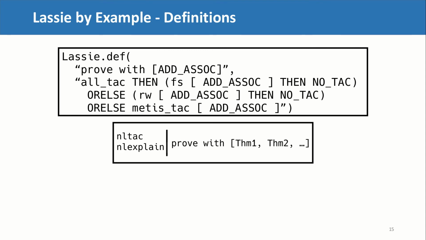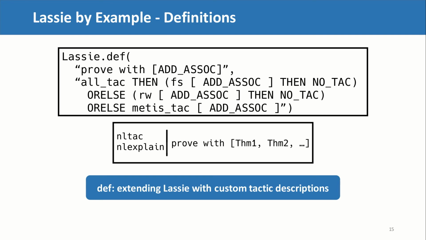This also shows how Lassie can be used by expert users, as it allows us to define tactics that combine commonly used decision procedures into larger ones. After running this through the semantic parser, nltac and nlexplain can use this proof with tactic with an arbitrarily long list of theorems, even though we only gave one as an example to the semantic parser. This makes def our tool for extending Lassie with a custom tactic description.